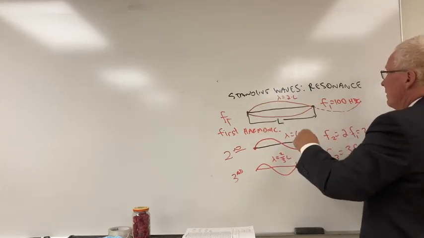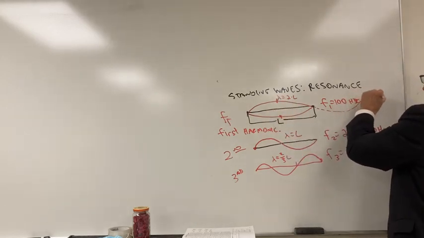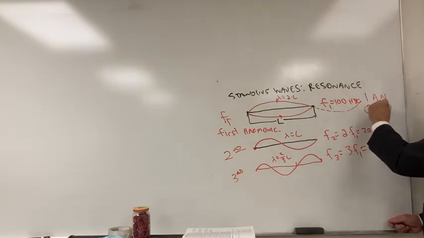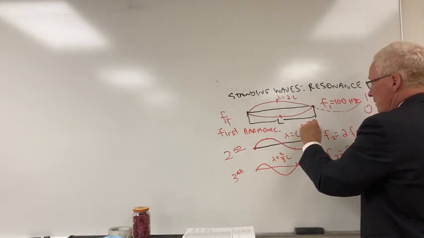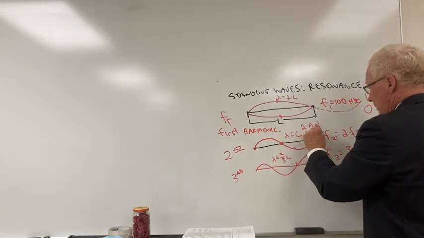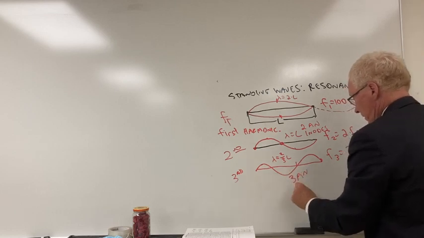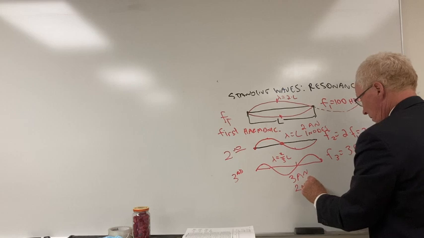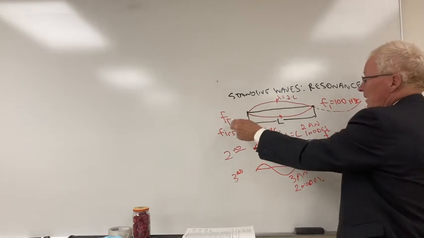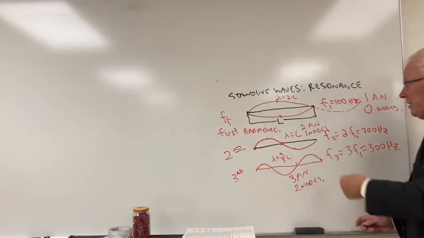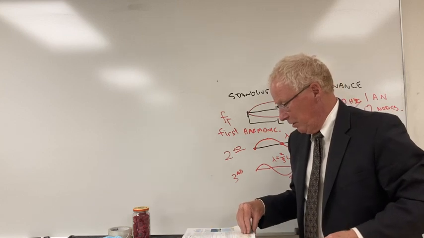This has one antinode. An antinode is the peak. So it has one antinode, I'll call it AN, and 0 nodes. This one has 2 antinodes and 1 node. F3 had 1, 2, 3 antinodes, and 2 nodes, and so on. So you can see the pattern here. The number of antinodes is equal to the harmonic. The number of nodes is 1 less than that. And the node is where you don't see any motion at all. You can see that clearly when we do the lab.